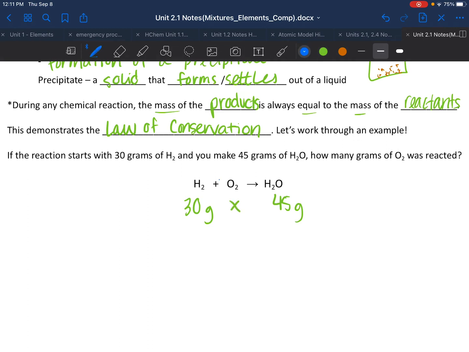Anytime you see a plus sign in the reaction, you're going to put one in your equation. Anytime you see an arrow, you're going to put an equal sign. So now all we're left with is solving for this X. So how do we get X alone? We are going to subtract 30 grams from each side. And what we end up getting is that X is equal to 15 grams.